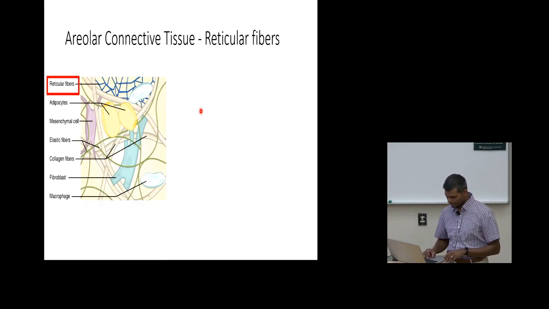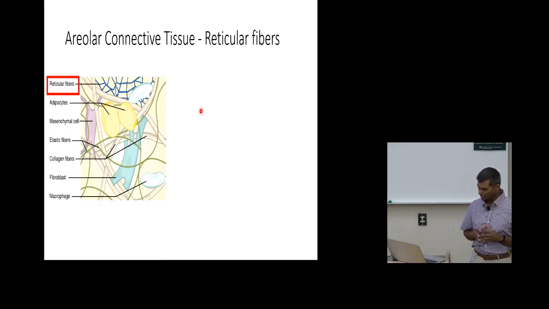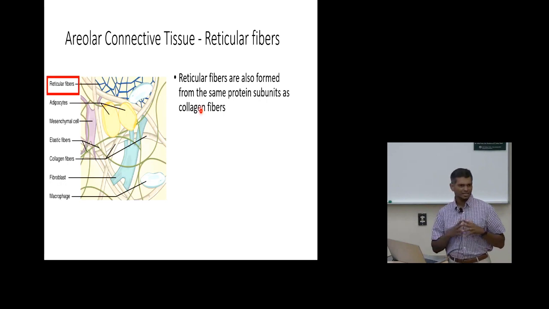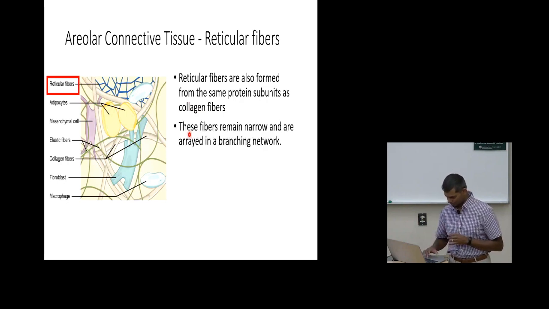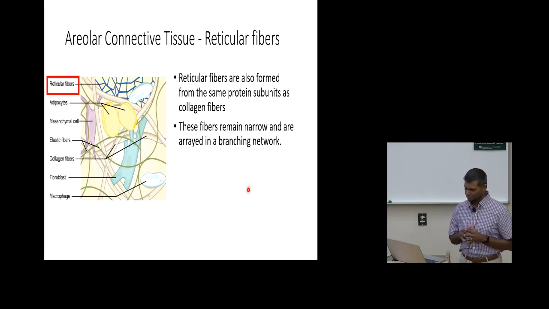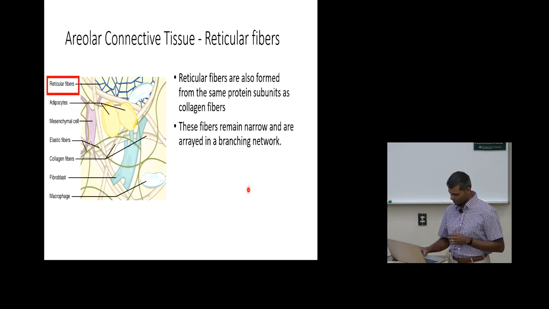Now the third fiber is called the reticulate fiber, and it's not very easily visible in the histological slide, and we will talk about this in more detail when we discuss reticular connective tissue. But you will see that these fibers are arranged in a branching network, and they will be found in tissues like liver, spleen, and it has a protective function. So now we are done discussing the three kinds of fibers, and we will jump into the different types of cells.